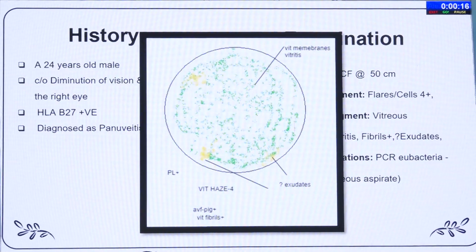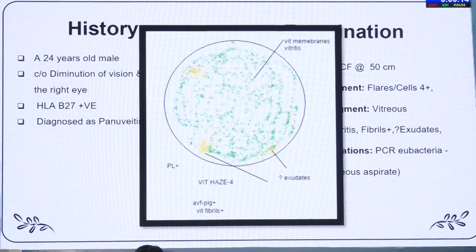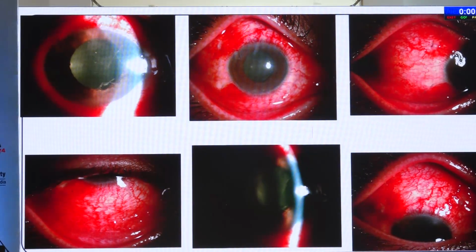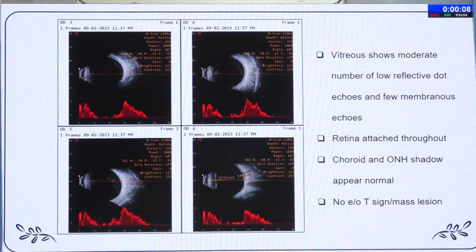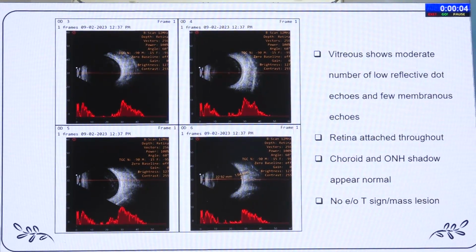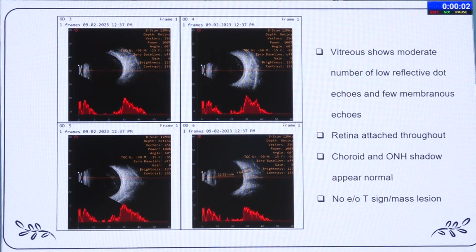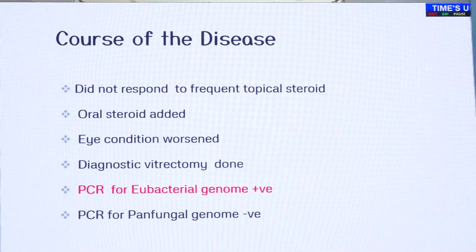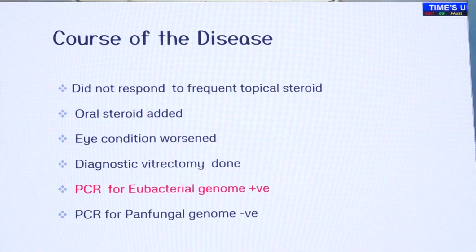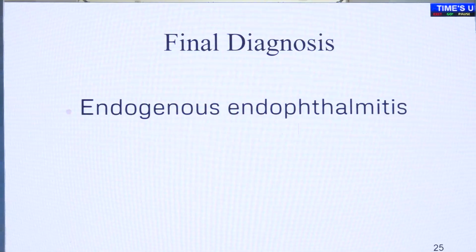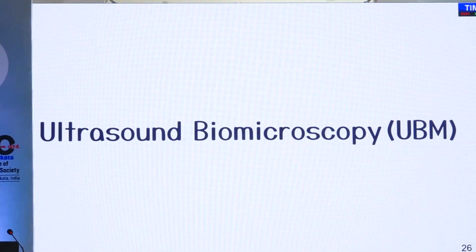I told them there is an endogenous endophthalmitis, and my VR colleague was not believing me, and then I persisted on it, and this is the picture on that. Ultrasound showed low to moderate reflectivity, and retina attached throughout, choroid and optic nerve shadow normal, no evidence of T-sign. The patient's PCR for eubacterial genome was positive. Ultimately after vitrectomy, the patient got back some vision. He is very comfortable now. So the final diagnosis is endogenous endophthalmitis.